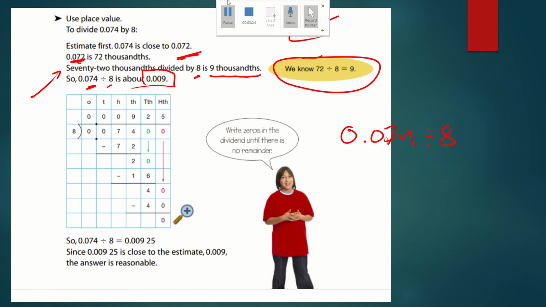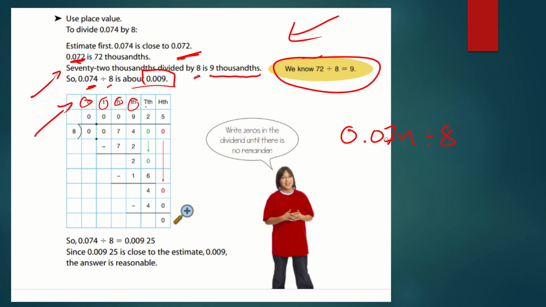So here what they did was they estimated to find out what it's close to. Well, how do you calculate that? And that's what we're going to do next. I love what they did in this textbook. They first identified the place value up top here. So we have ones, tens, hundreds, thousandths, ten thousandths, and hundred thousandths. This is tenths and hundredths there.